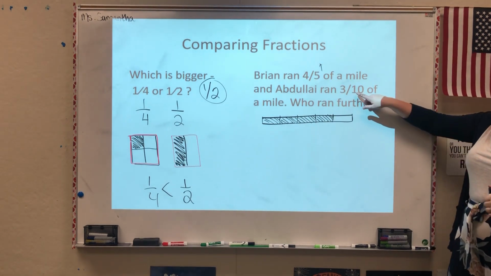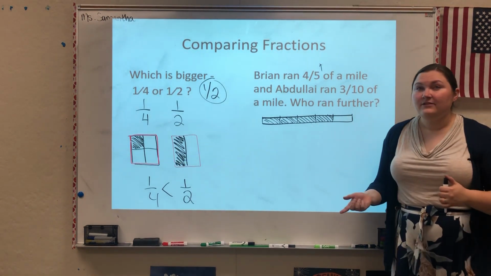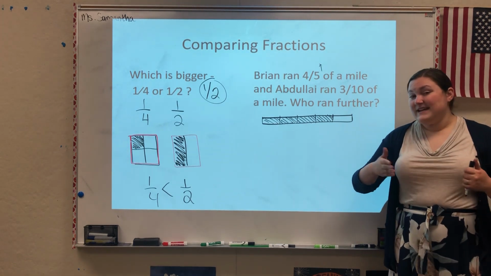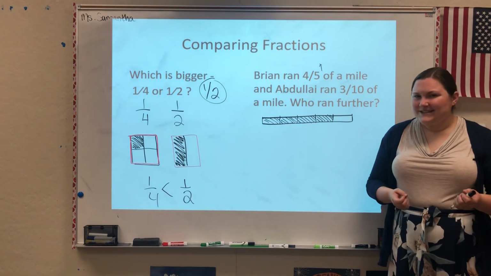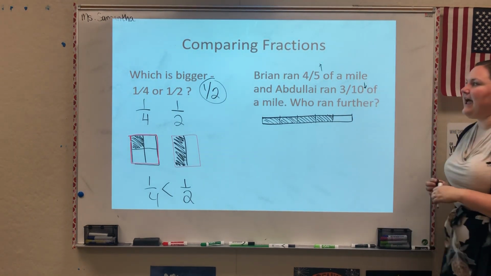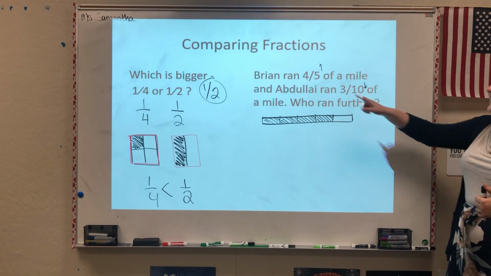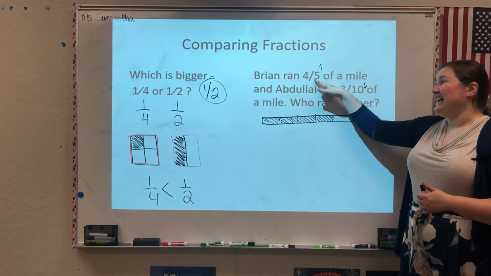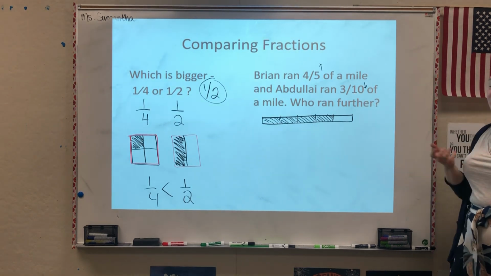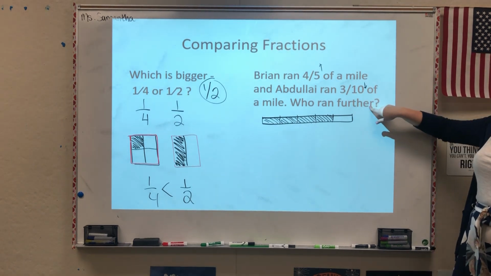Now before I do my drawing, 3/10 of a mile, if you divide that mile up into 10 parts and you run 3 of those 10 parts, well, that's not a half yet. This one here I know is less than a half. So right away, just by comparing both of them to half, I know this one's more than a half. I know this one's less than a half. That's going to tell me which fraction is bigger and who ran further.